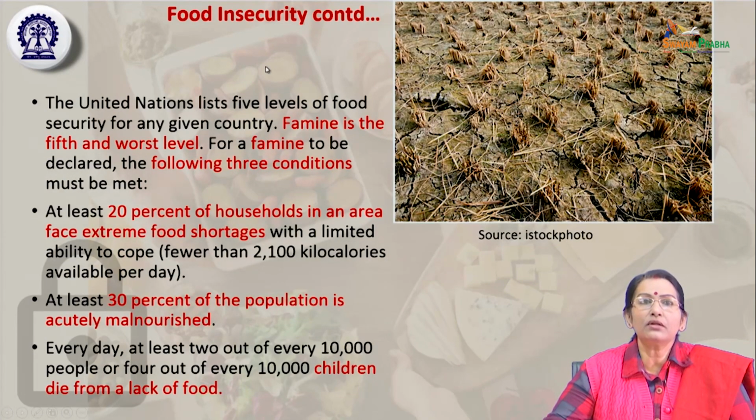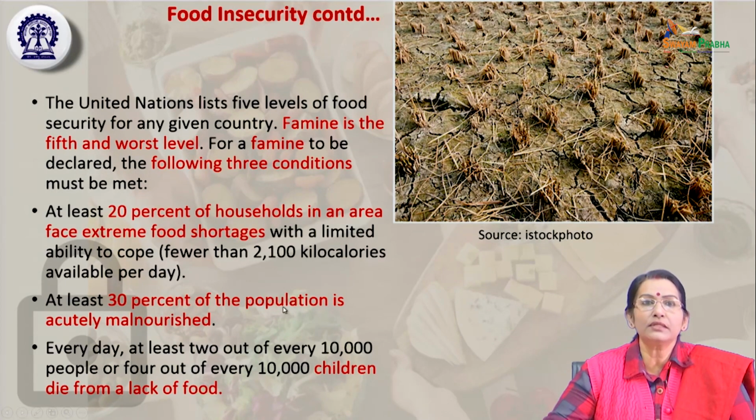Food insecurity also takes place because of n number of factors. The first is famine. Famine is the fifth and the worst level. Famine too has three conditions. Under three conditions, famine takes place. When famine is declared, it must fulfill three criteria, like at least 20% of the households in an area face extreme food shortage. That is one condition of famine to be declared.